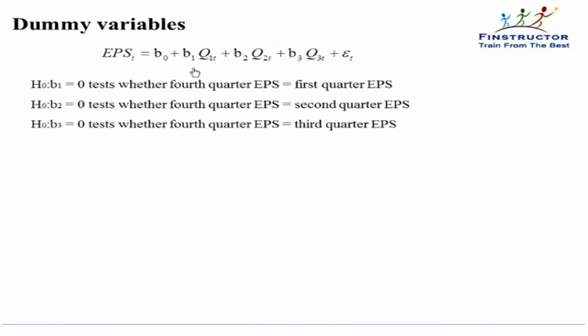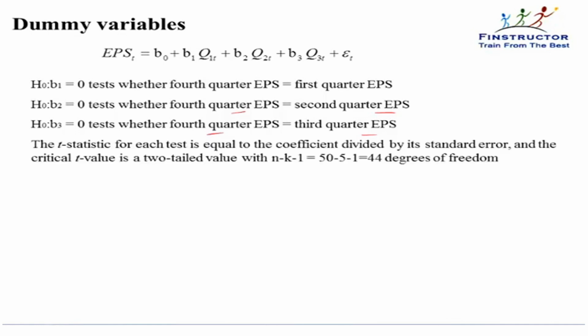Just like we did the hypothesis test for other regression coefficients, we can do a hypothesis test for the dummy variable coefficient. So a null hypothesis that B1 equal to 0 essentially tests whether the fourth quarter EPS is the same as the first quarter EPS, because if B1 is equal to 0, that means the fourth quarter EPS would be the same as the first quarter EPS. There will be no difference. Similarly, a test for B2 equal to 0 would test whether the fourth quarter EPS is the same as the second quarter EPS. And for B3 equal to 0, we are testing whether the fourth quarter EPS is the same as the third quarter EPS.